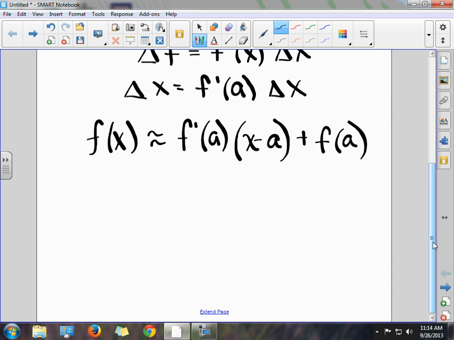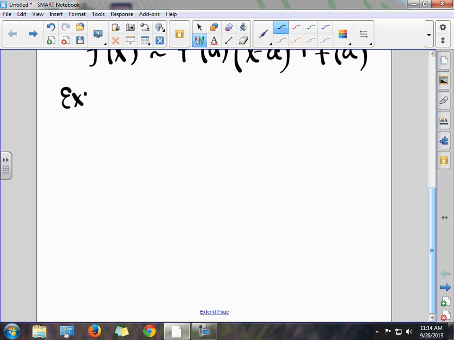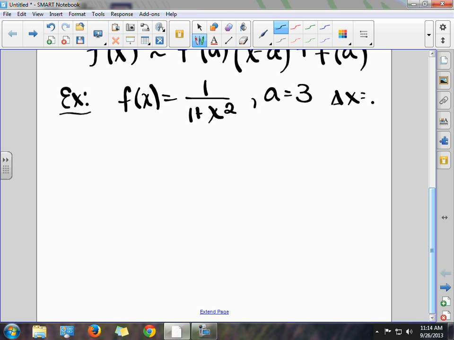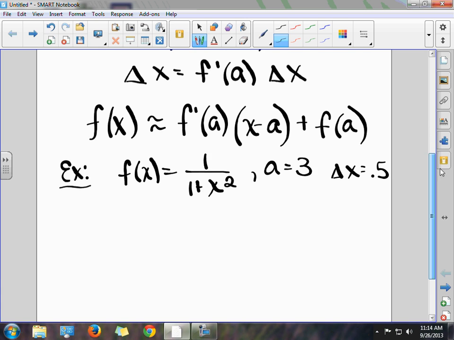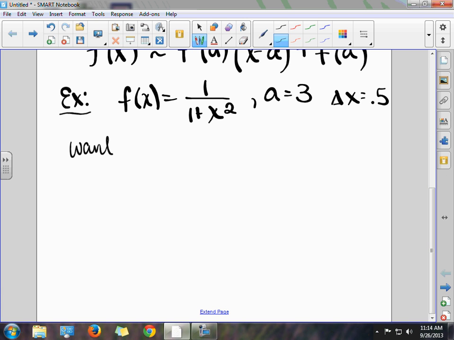If we're given some function f of x is 1 over 1 plus x squared, and then we want to approximate this at a equal to 3, and we want to find the interval of f where delta x is equal to 0.5. If I want to approximate delta f, this is what I want: delta f when a is 3 and delta x is 0.5.